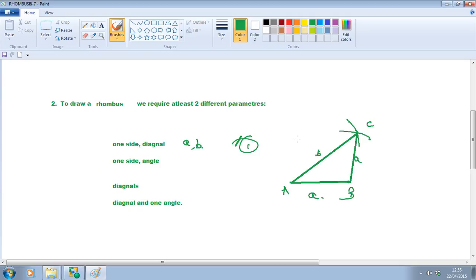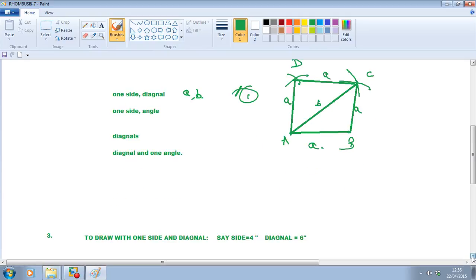Now how do we find the next point D? With A as the center, you draw one arc equal to A. From C as the center, you draw another arc equal to A. Now you join the point D. The length of CD is also A, and this length is also A. Now we have drawn the rhombus ABCD.